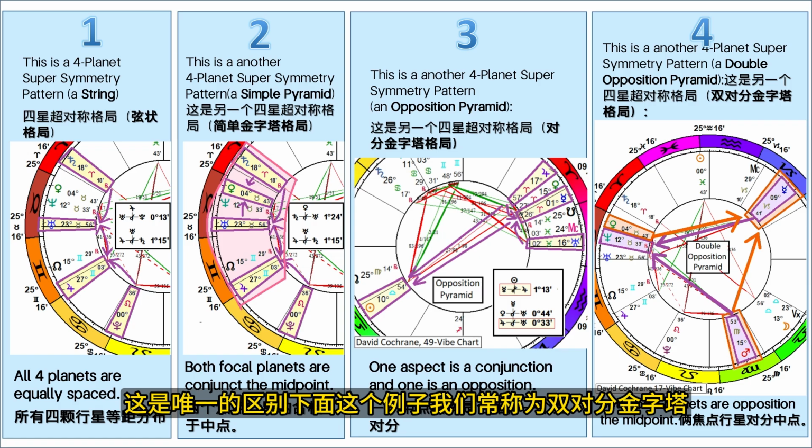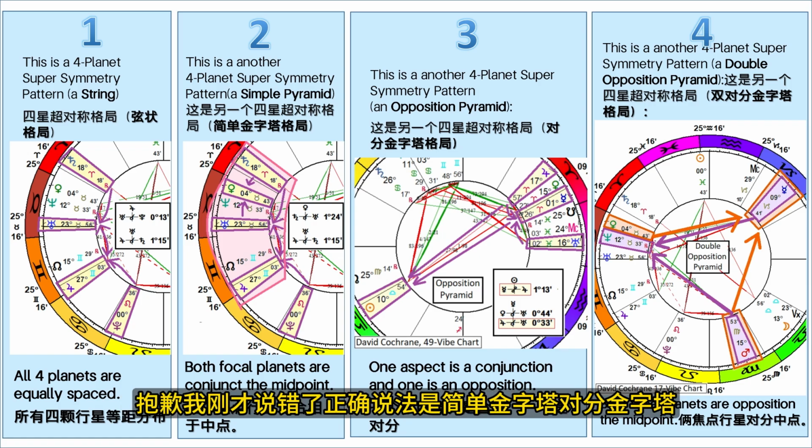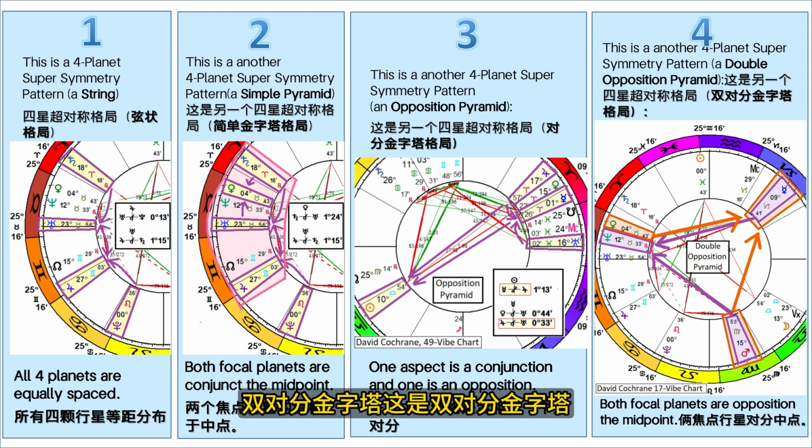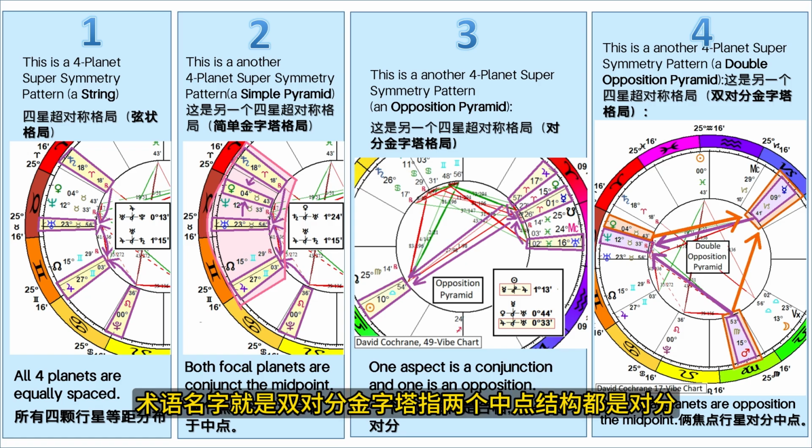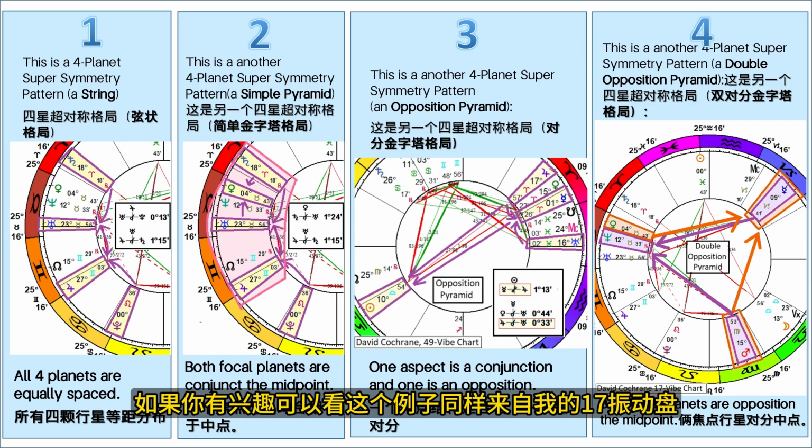And here's an example of an opposition pyramid, or a lot of times we like to call it a double opposition pyramid. Oh yeah, I'm sorry, I said that wrong. Let me say it correctly. We have a simple pyramid, an opposition pyramid, and a double opposition pyramid. So this is a double opposition pyramid. That's the name of it, where both midpoint structures are oppositions.